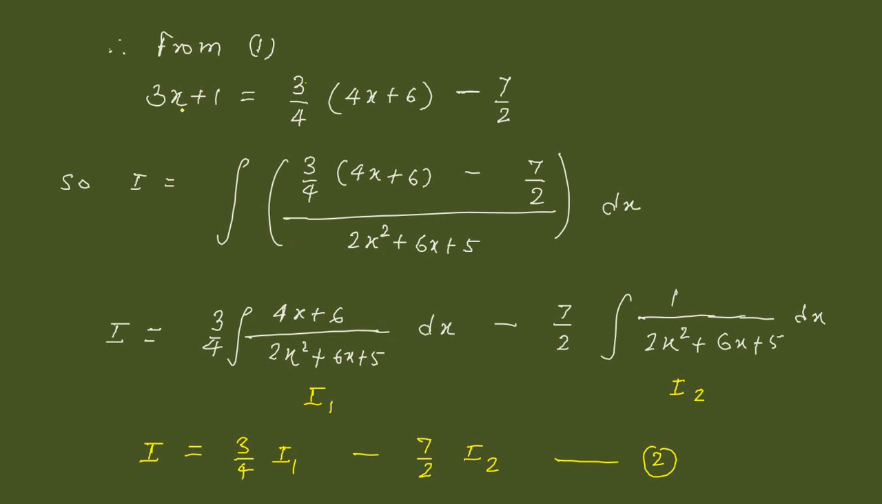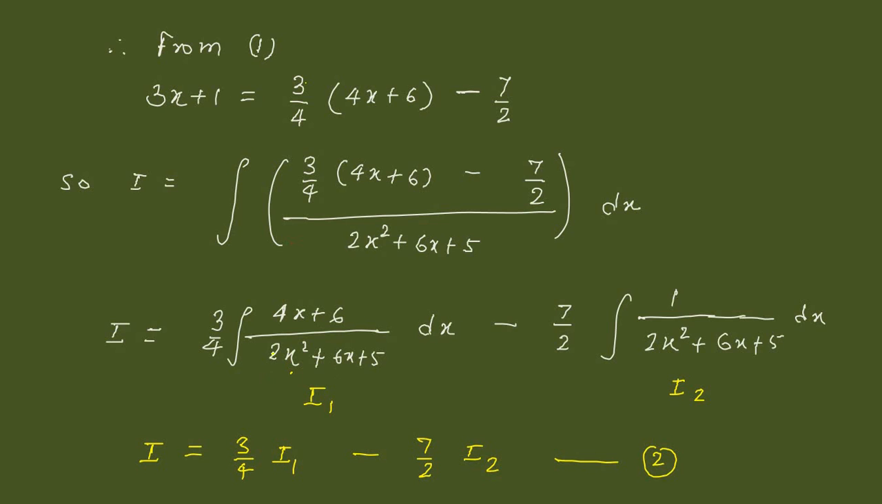Now the linear term is expressed in terms of the derivative of the denominator, so we can substitute back into the integrand. The numerator can be replaced with 3/4 (4x + 6) - 7/2. And now comes the splitting into two. We can split this entire integrand into two: 3/4 is a constant, so we take it out, leaving (4x + 6) over (2x² + 6x + 5), and the other one will be 7/2 times the integration of 1 over (2x² + 6x + 5). So there are two integrands.